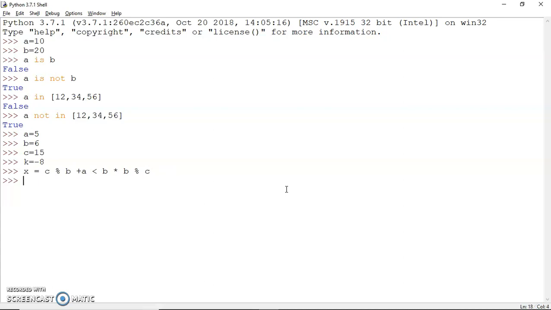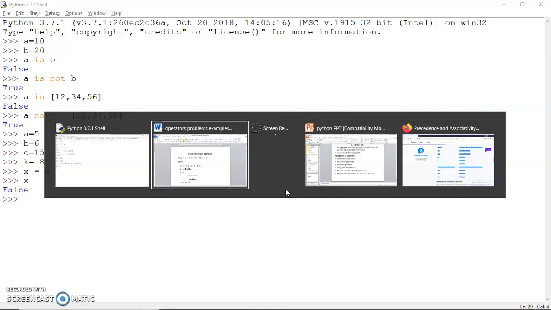So it is solved. Can you predict the value of x? Let's see. The value of x is false. Obviously there is a relational operator involved, so the value is false. If we try to evaluate this, we can see that c percentage b is calculated first, then b star b percentage c is calculated, then whatever the remainder after c percentage b is added to a, and then the two operands on the left and right of less than are evaluated, and we get the value of x as false.